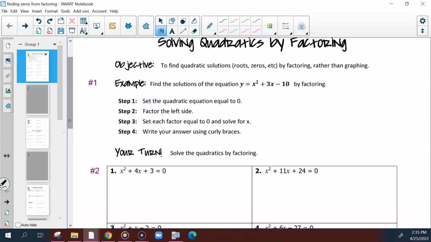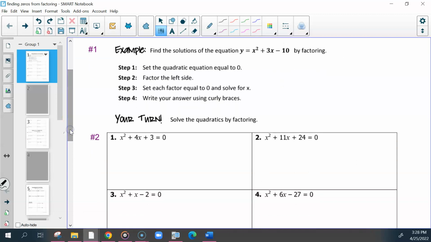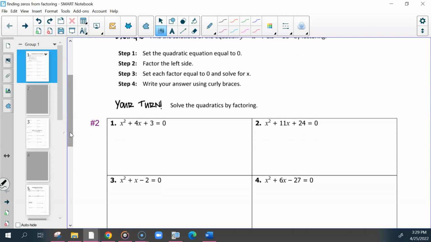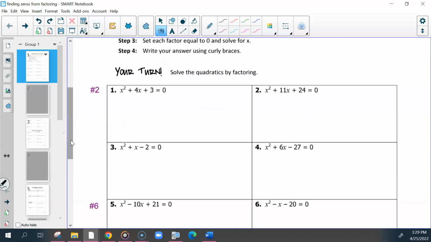Now this says factor the left side. That is if the polynomial is on the left side. If it's on the right side, then you wouldn't do that. But then we set each factor equal to 0. We solve for x for both factors, and then we write our final answer in curly braces. It says braces, but I say brackets. They're really the same thing. All right, so let's do a few examples.